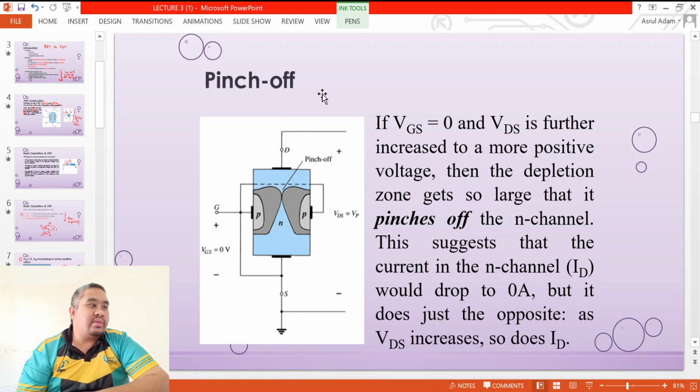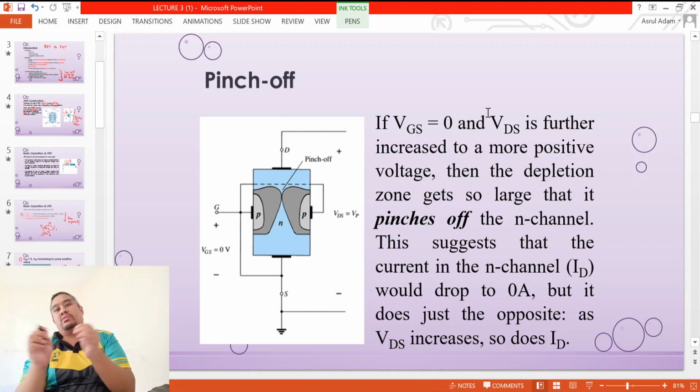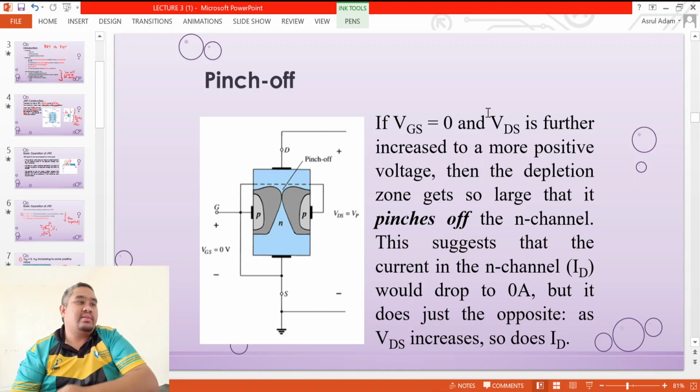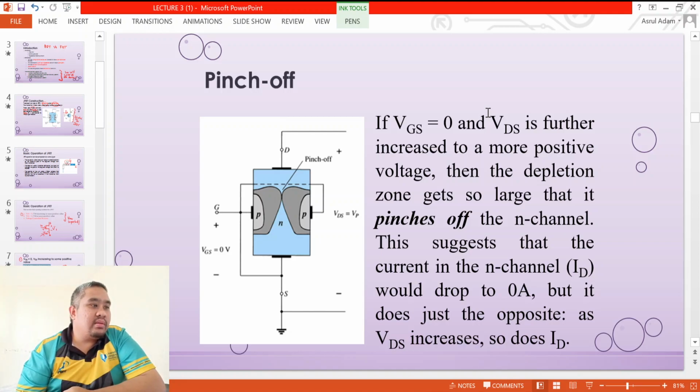What happened? If VGS equals 0 and VDS is further increased, our depletion region becomes larger and larger and will touch each other. The touch point, here, we call as pinch off.